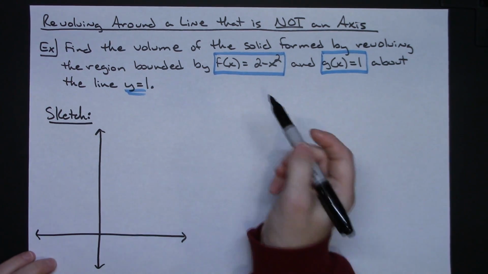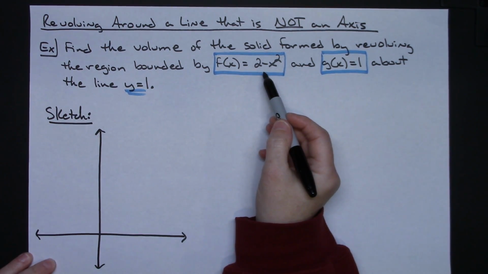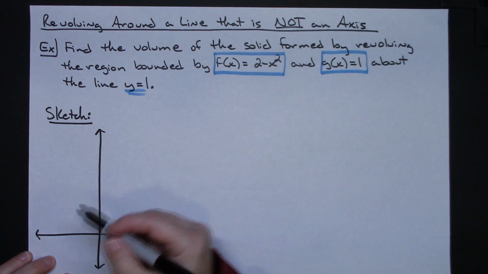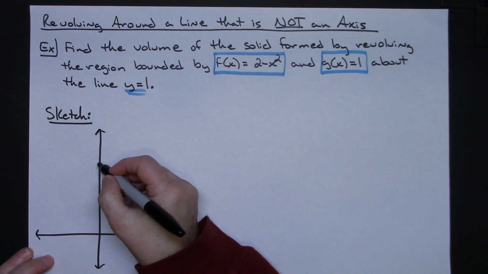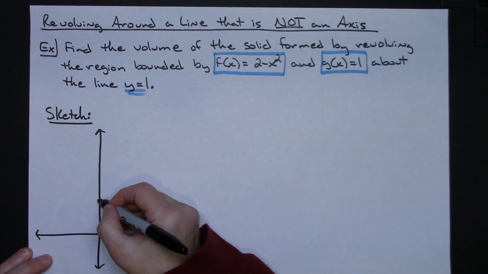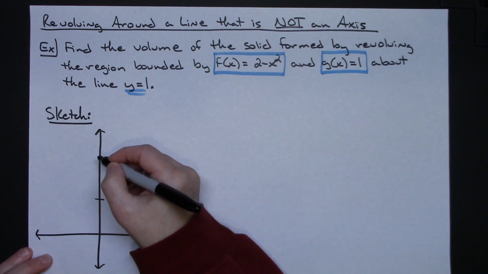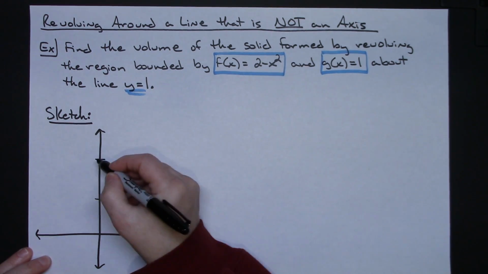So I'm going to put this one on first. I know that it's shifted up 2, and it's going to be an upside down parabola, so I'm going to make that pretty high so I've got room to work here. Let's say this is 1, let's say that's 2.